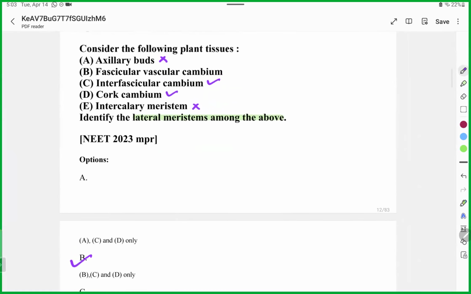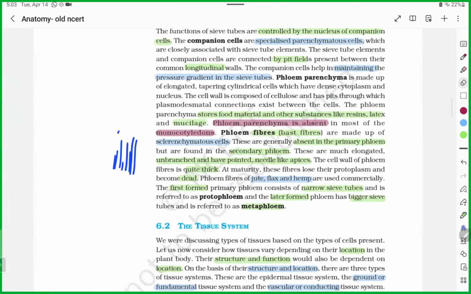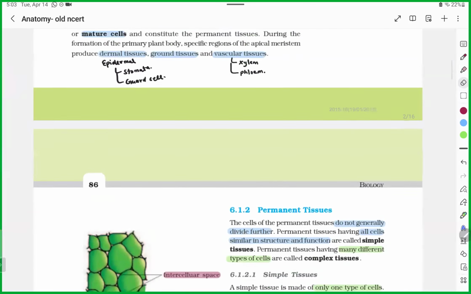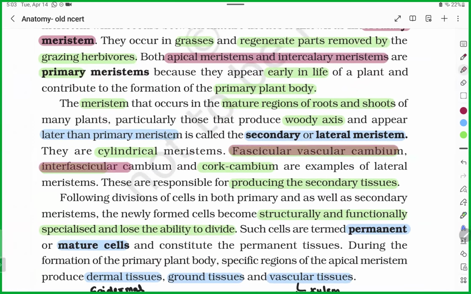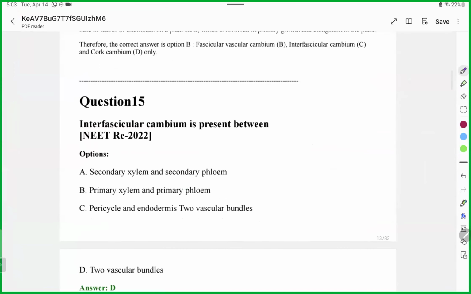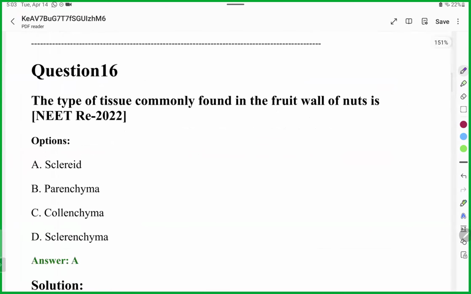Yes, lateral means secondary. So you have fascicular vascular cambium, interfascicular cambium, cork cambium. Look at the thing we studied in the same topic. देखो यहाँ पे. Fascicular vascular cambium, interfascicular cambium, cork cambium. Yes, sir. Correct. That's why I always mention that from the difficult chapter you always get the easy, repeated question.